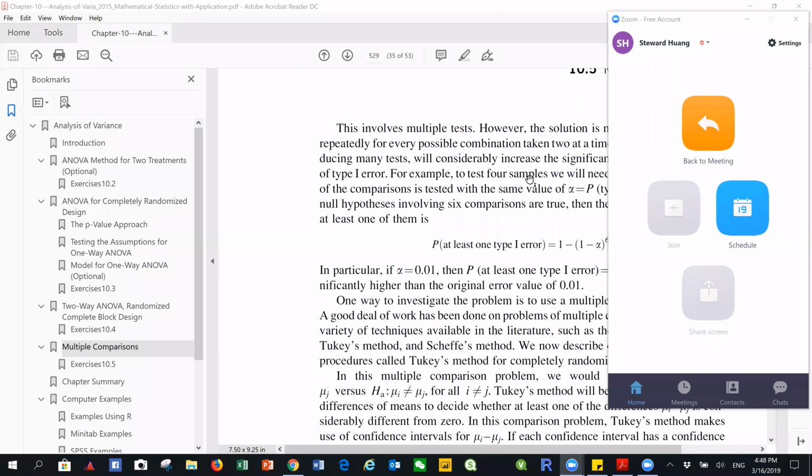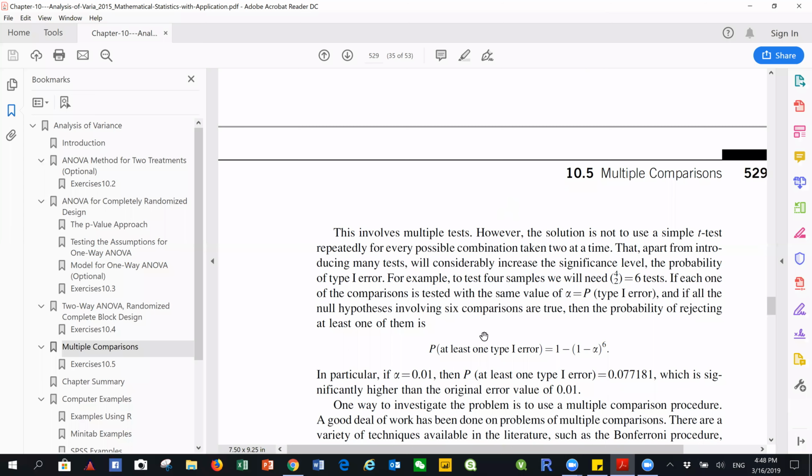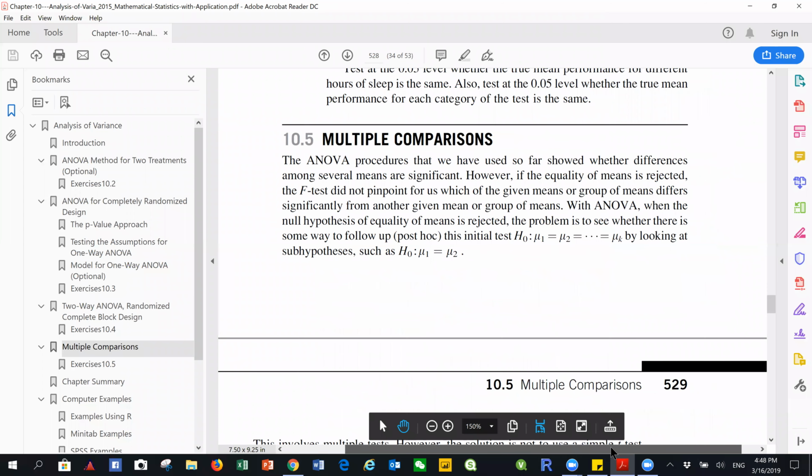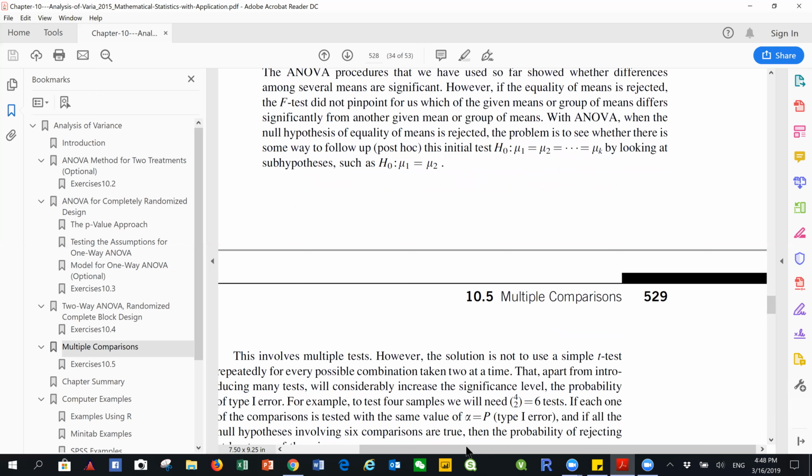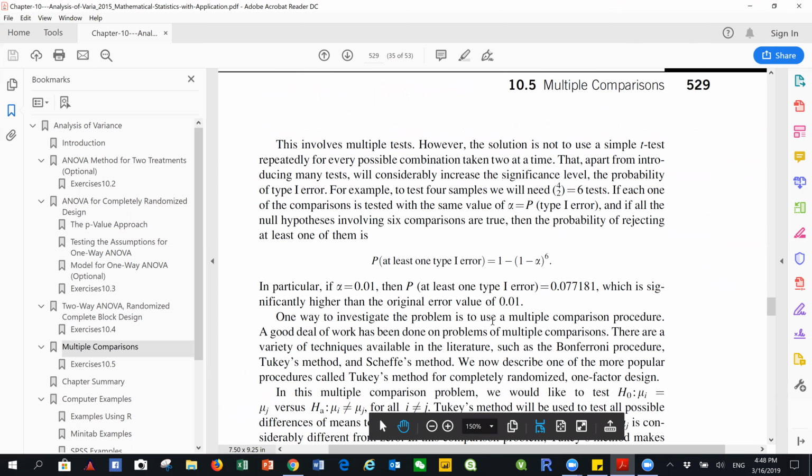Okay, all right, let's continue where we left off. We see the multiple comparison. The ANOVA procedure we have used so far shows whether differences among the several means are significant. But if the equality of means is rejected, it does not pinpoint which group means differ significantly. In other words, we don't know which one is largest, which one is smallest, and their rank, their order, of these means.